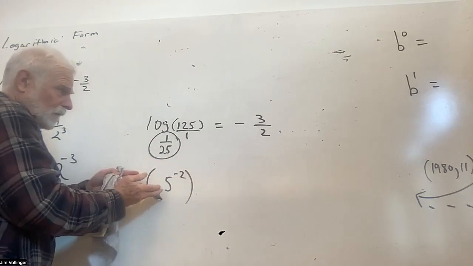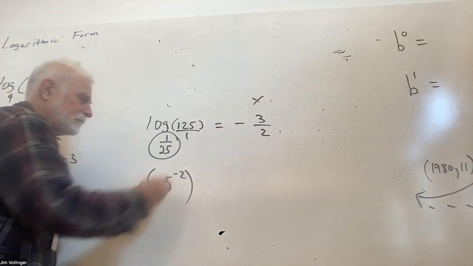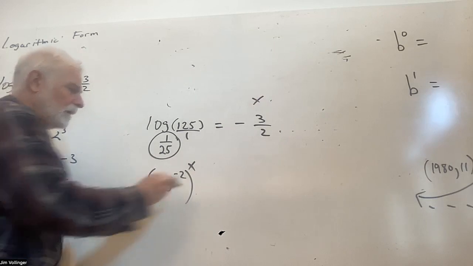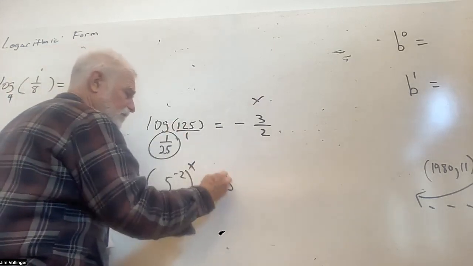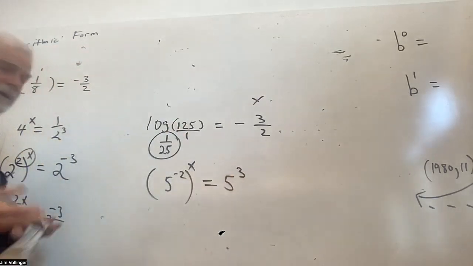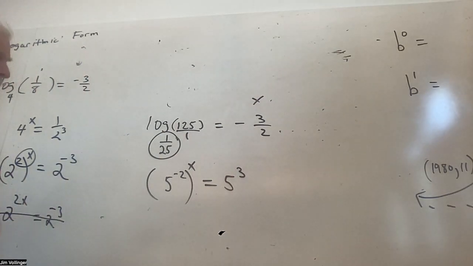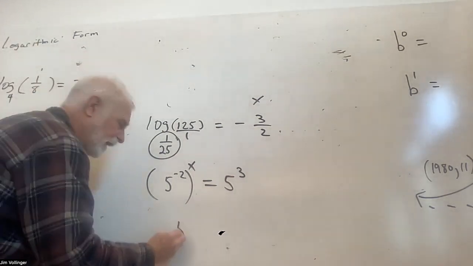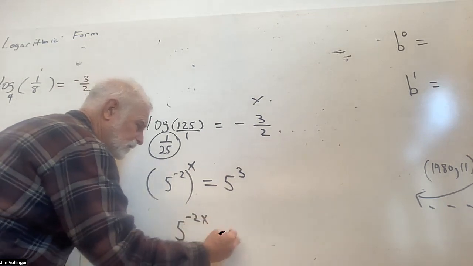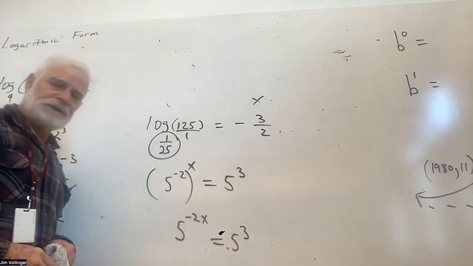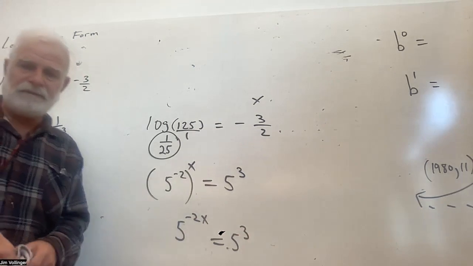That's that. We're trying to find this exponent, so we'll call it x. And we want it to create 125, which is 5 to the 3. Writing it in the same base notation. So 5 to the minus 2x equals 5 to the 3. We're getting the conversation started, so I hope you can see minus 3 halves.